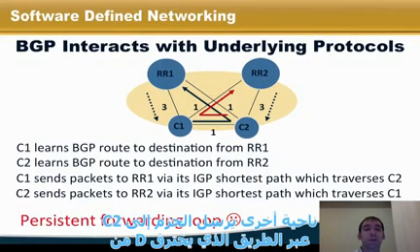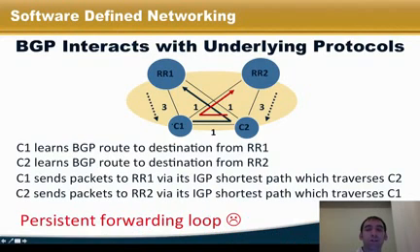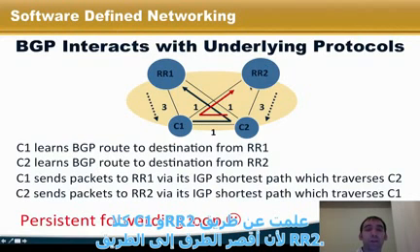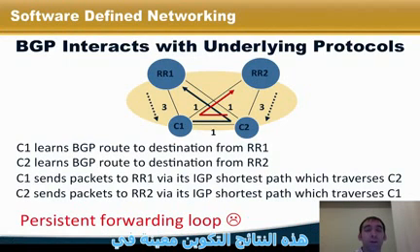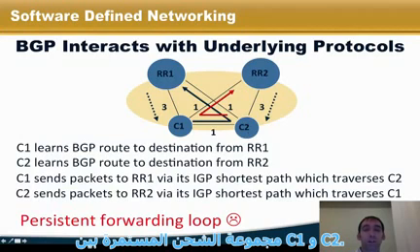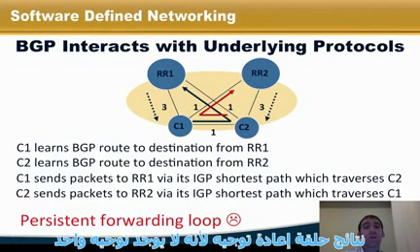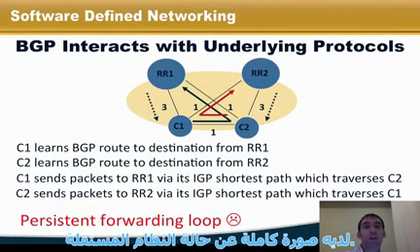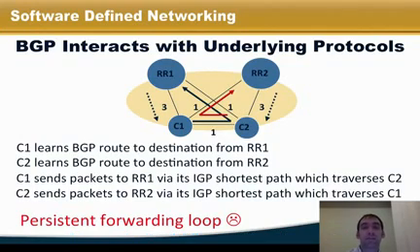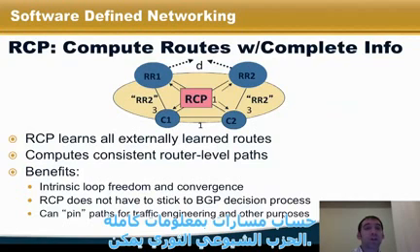C2, on the other hand, sends packets to D via a path that traverses both C1 and RR2 because the shortest path to the route it learned via RR2 is via C1. This particular configuration results in a persistent forwarding loop between C1 and C2, each of which think they must forward the traffic to D via the other. The forwarding loop results because no single router has a complete view of the autonomous system state. On the other hand, the RCP can compute routes with complete information.